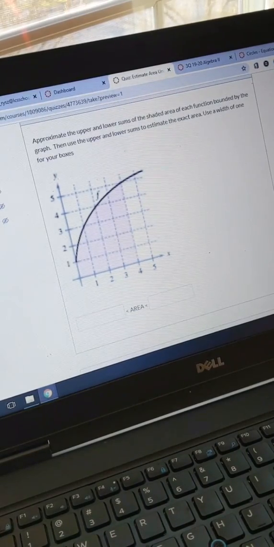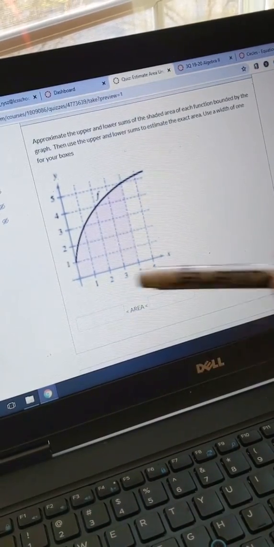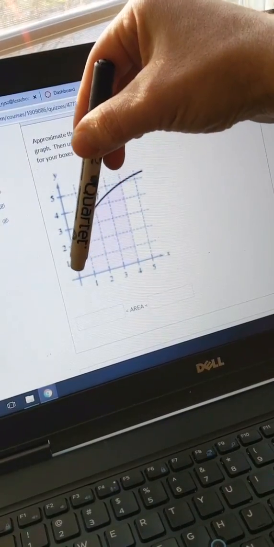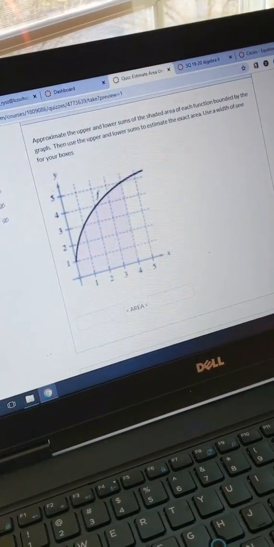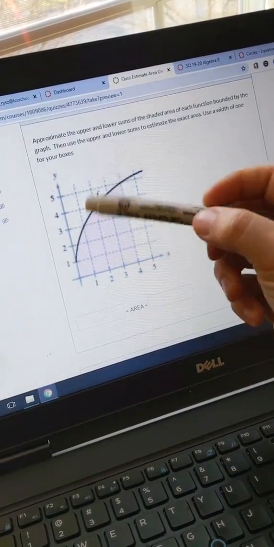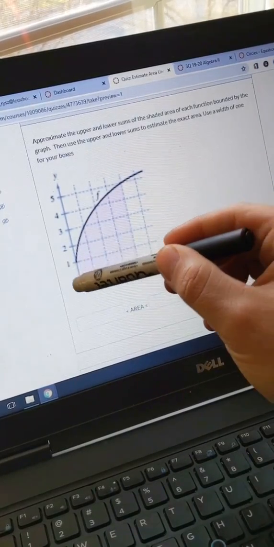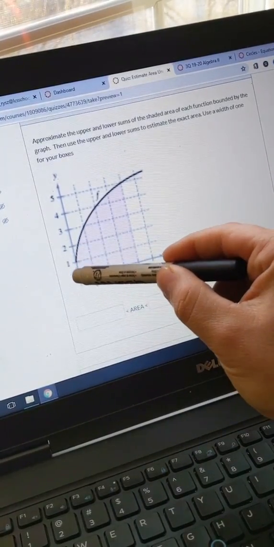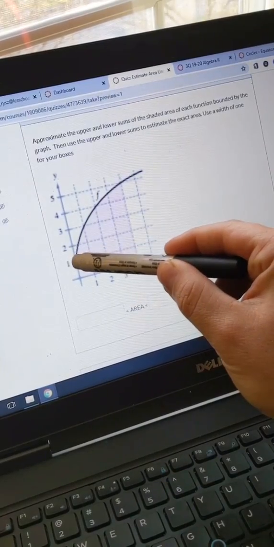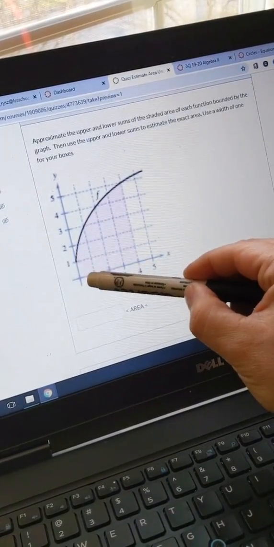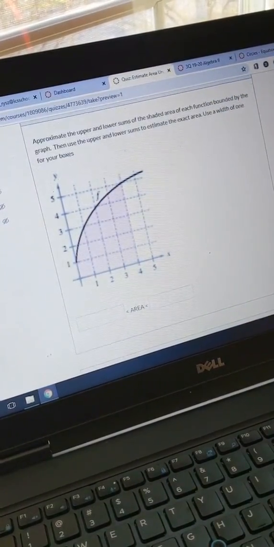Okay, so if I start with the left bound from 0 to 4, the first box starts where 0 is, and it has a height of... 0 goes up to 1. So our first box will be 1 by 1, so I'm just going to put a 1 down.